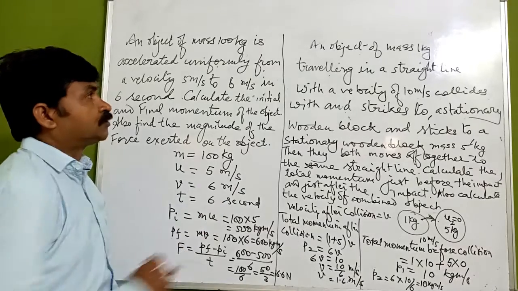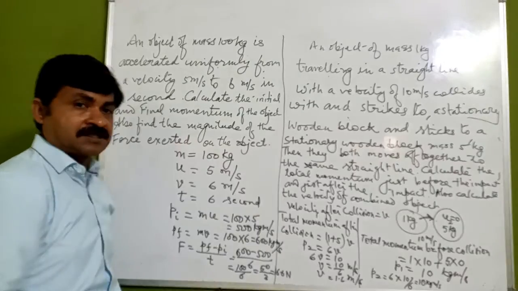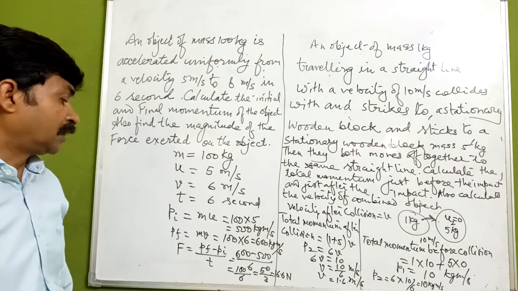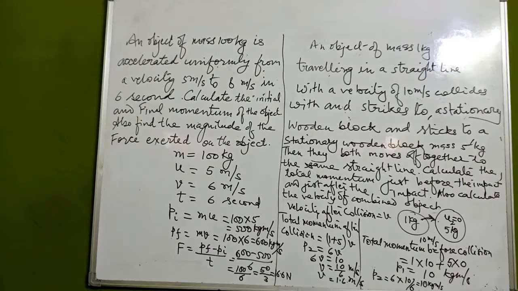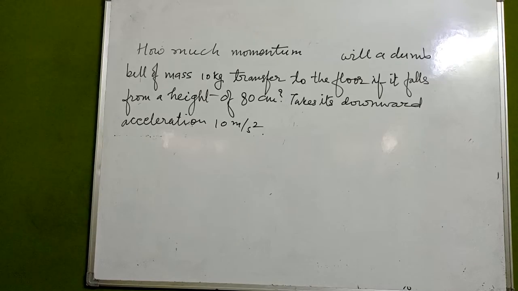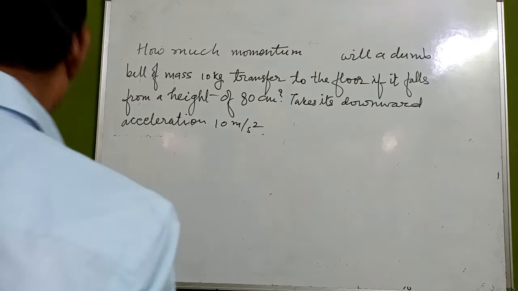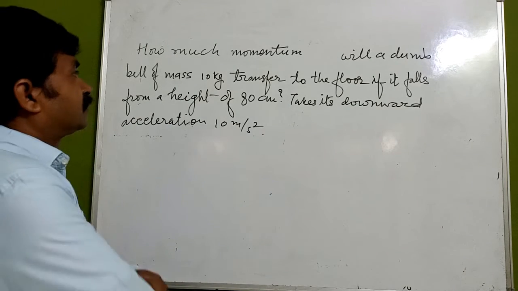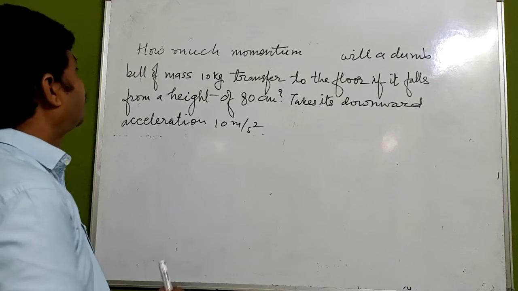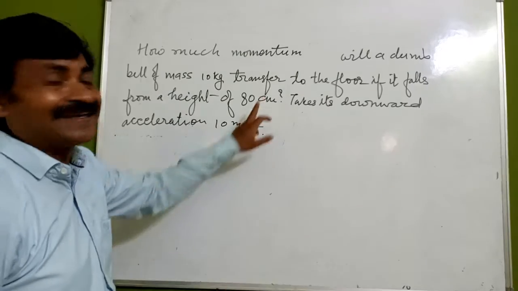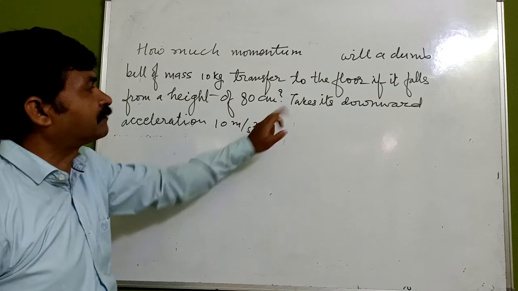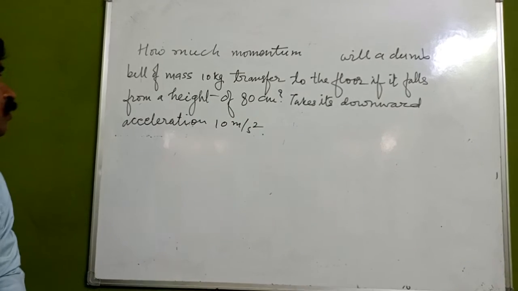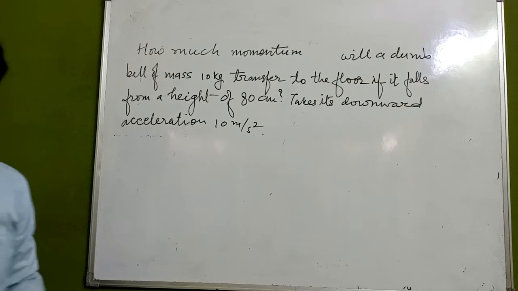Okay, so we are going through the questions which are in the NCERT books. Here we have a question: how much momentum will a dumbbell of mass 10 kg transfer to the floor if it falls from a height of 80 cm? Take its downward acceleration as 10 meter per second square.